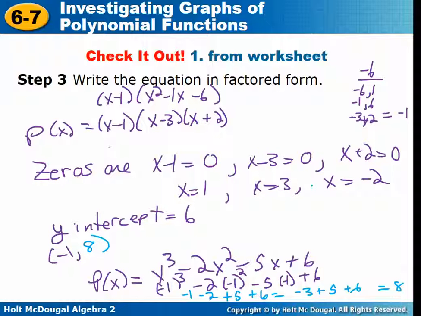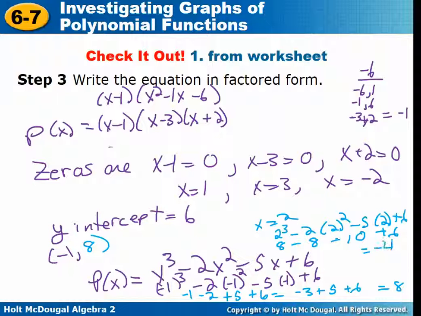And then we'll pick a point between 1 and 3. Let's pick x equals 2. And then you'll do the same thing. You'll plug that into the original function. So we'd have 2 cubed minus 2 times 2 squared minus 5 times 2 plus 6. So that'd be 8. 2 cubed is 8, minus, that's 4 times 2, that's 8. Minus 5 times 2 is 10, plus 6. So 8 minus 8 is 0. Minus 10 would be -10, plus 6 is -4. So we have another point at 2, -4.